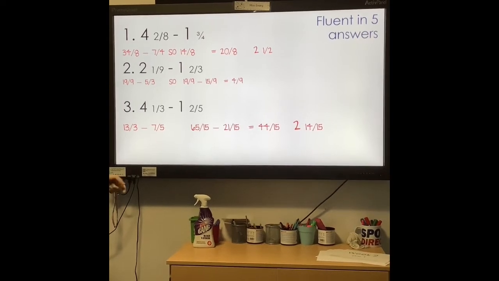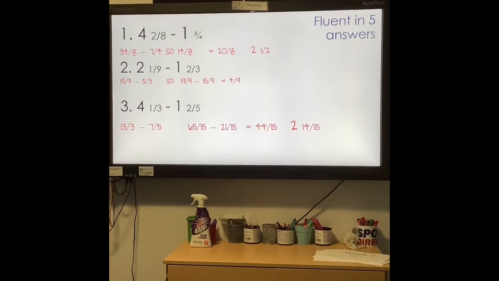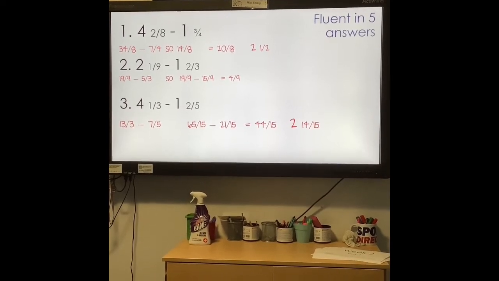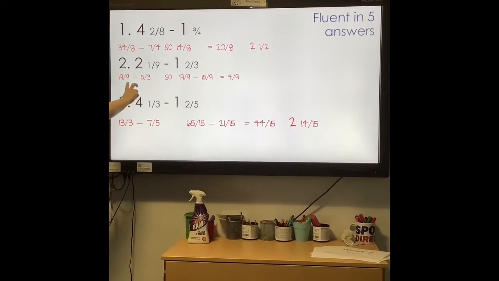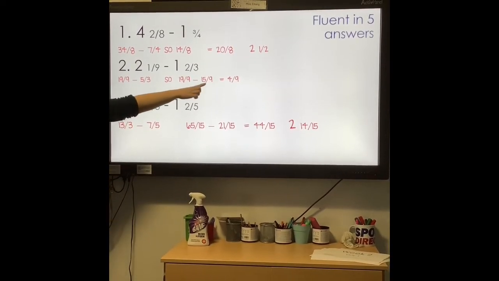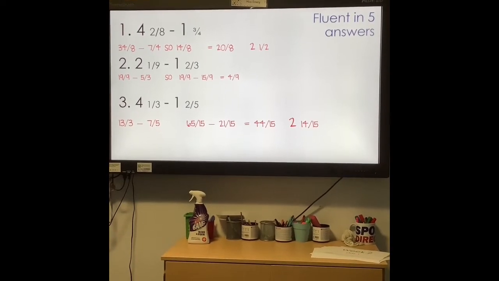Number 2, 2 and 1/9 take away 1 and 2/3. Turn them into improper fractions and you get 19 ninths take away 5/3. Make your common denominator. Let's turn this into a common denominator of 9. That gives us 19 ninths take away 15 ninths, which gives us 4 ninths.